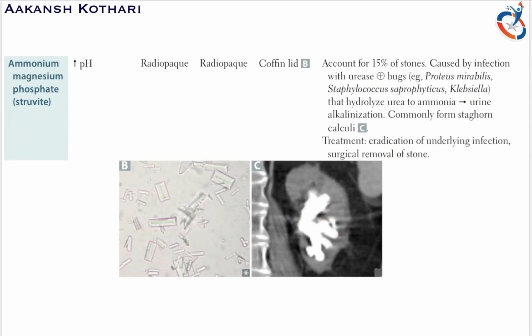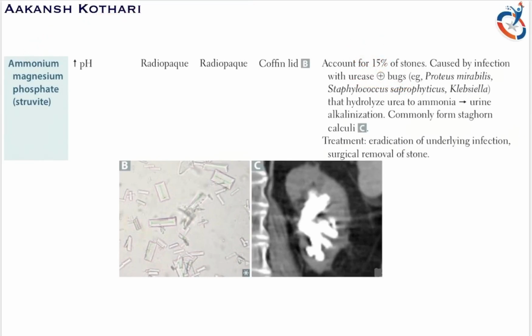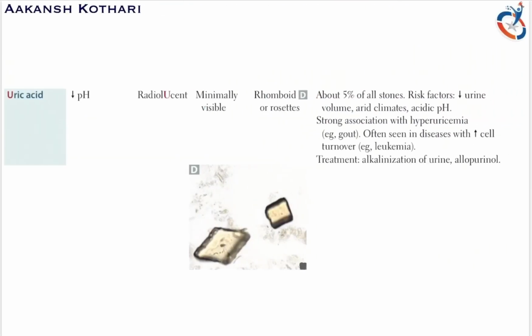Remember that ammonium magnesium phosphate stones are related to urease positive organisms like Proteus mirabilis, Staphylococcus saprophyticus, and Klebsiella. Are you clear with the ammonium magnesium phosphate stone or the struvite stone? Now let's talk about the third type of stone, which is the uric acid stone.